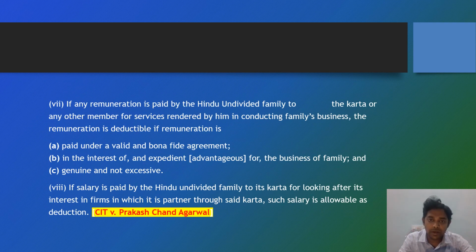If any remuneration is paid by the HUF to the Karta or any other member for services rendered by him in conducting the family business, the remuneration is deductible, if it is paid under a valid and bona fide agreement in the interest of or for the advantage of the business of the family, and is genuine and not excessive. If the salary is paid by the Hindu undivided family to its Karta for looking after its interest in firms in which it is a partner through the said Karta, such salary is allowable as a deduction, which is discussed in the case of CIT versus Prakash Chand Agarwal.